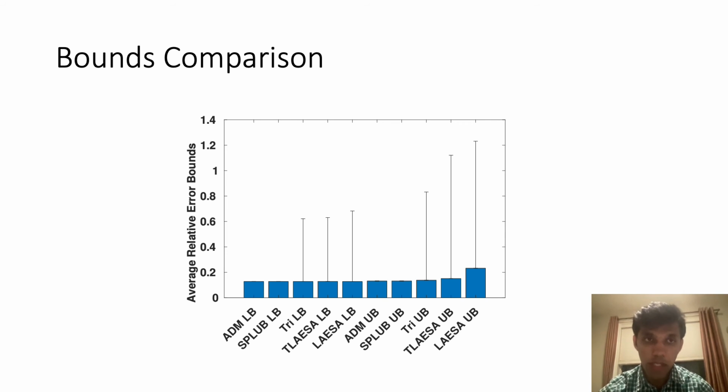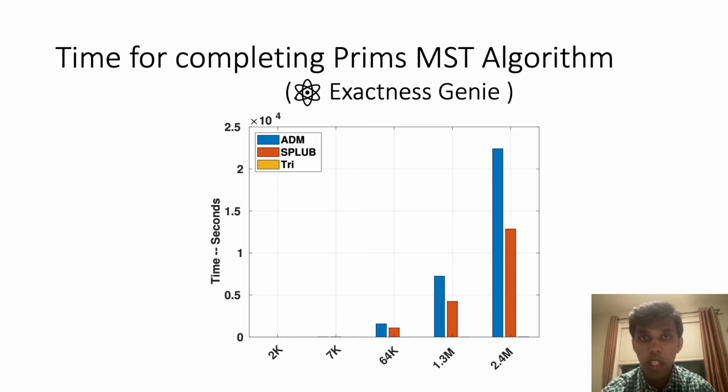In the plots, you can see the lower bounds produced by ADM and SPLUB are exactly the same, and the same is the case for the upper bounds. The tri-scheme lower bound, which is the approximate lower bound, is much better than the T-laser lower bounds and the laser lower bounds, as you can see from these pictures. Let us take a quick look at the results for Prim's algorithm. You can see that ADM takes a very large amount of time, SPLUB takes a fraction of the time required by ADM, and tri-scheme is blazingly fast. You cannot even see it in these graphs.